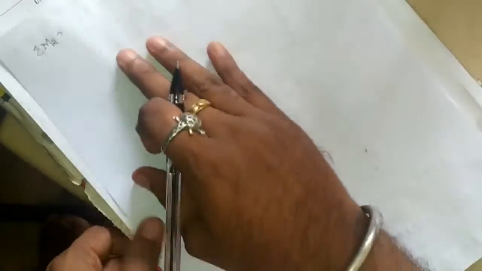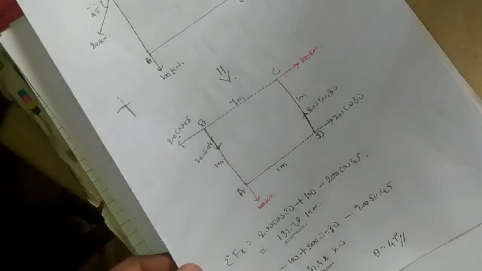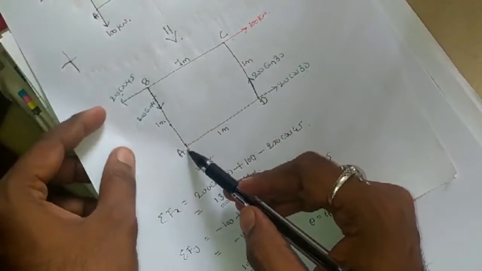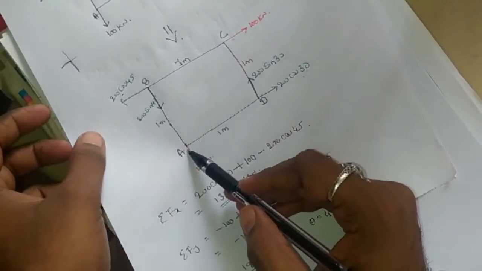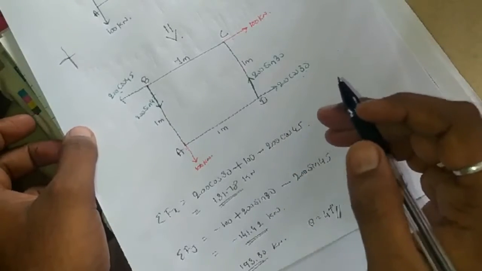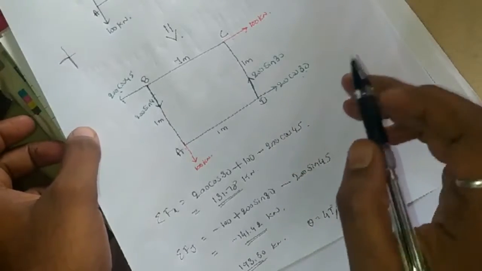Okay, so the summation of moment about point A is equal to... First see here. We are considering moment about point A. So what is the moment? Moment is force into perpendicular distance. We need to consider each force and multiply it by its respective perpendicular distance to point A.